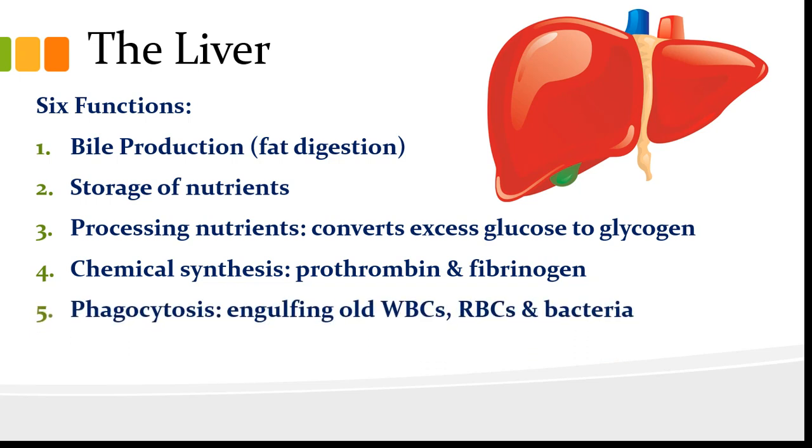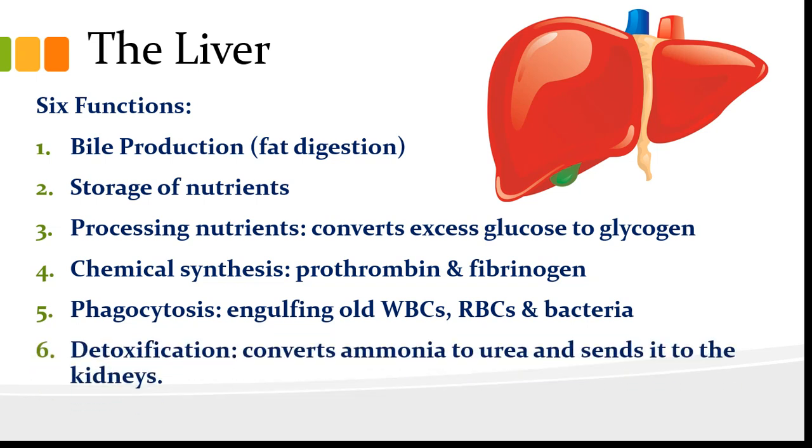Number 5, phagocytosis. This is where old white blood cells and red blood cells go to die, along with bacteria that have been neutralized. So that's an important job, isn't it? It's going to go in there and just kind of chew up and reconstitute or recycle parts and then get rid of other parts. Number 6, detox. You might have heard of this. Detox converts ammonia to urea, sends it to the kidneys for urine, and it just takes any kind of toxins that might be in our body and fixes those.